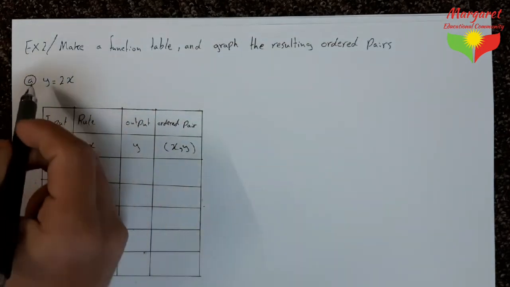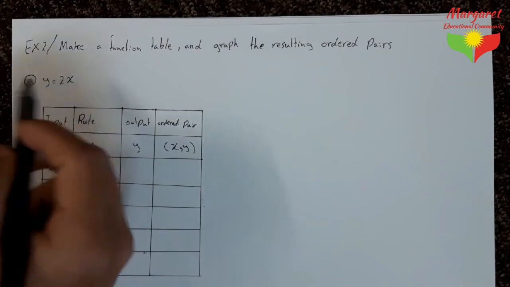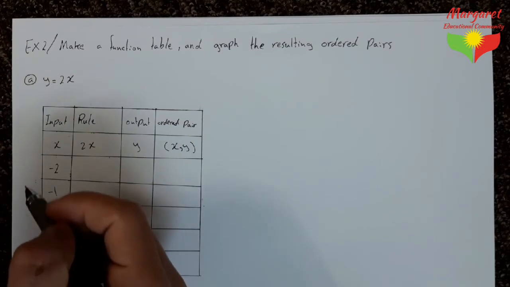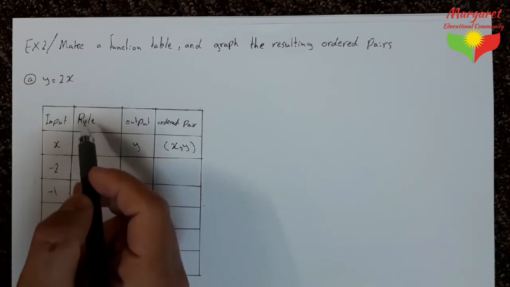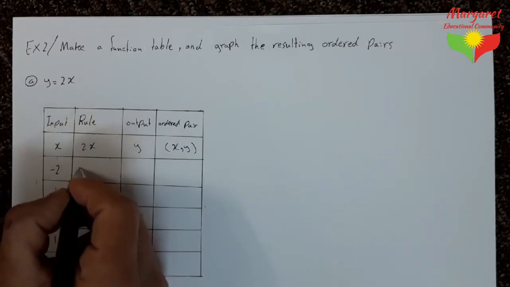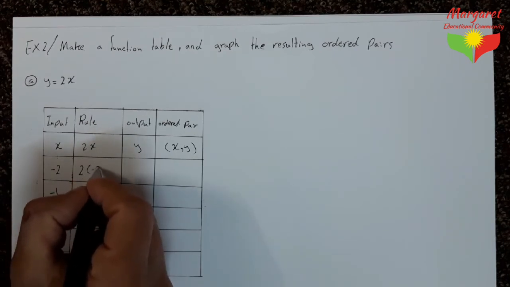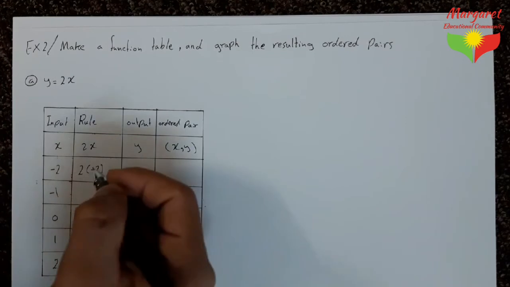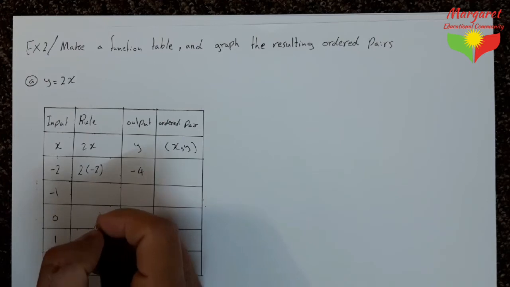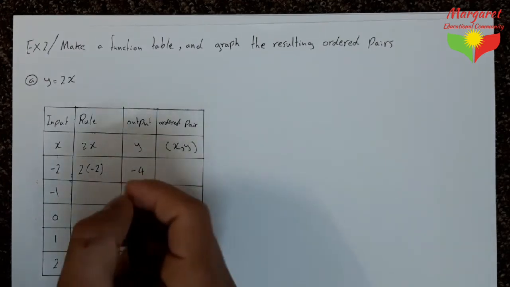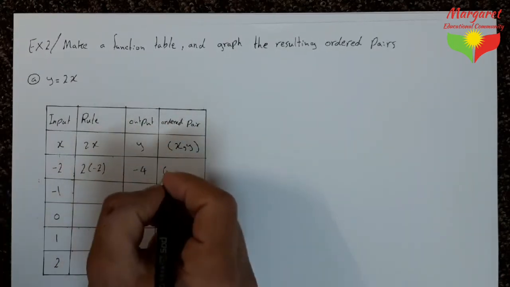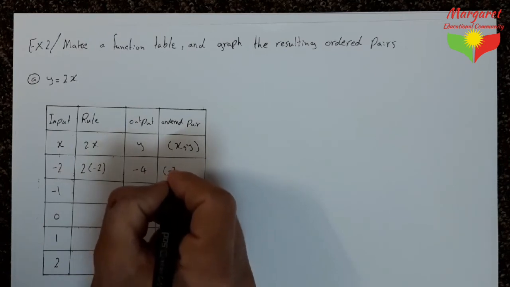Part A, the function is y equal to 2 times x. So the function rule is 2 times x. And we say that substitute the input value into the function rule. So substitute minus 2 for x. So we have 2 times minus 2. 2 times minus 2 equal to minus 4. And we say that to write an ordered pair, first write the input value and then write the output value. So the ordered pair is minus 2, minus 4.